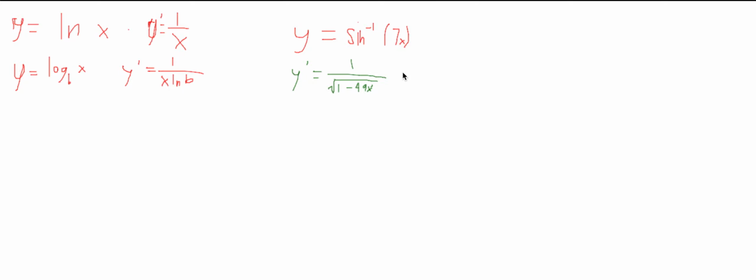And then we want to take the derivative of the inside. So we're going to multiply by 7, since 7x's derivative is 7. So for an easy shortcut, we can go ahead and write 7x. 7 divided by the square root of 1 minus 49x squared. And that's what we do with inverse sine. Let's go ahead and do another problem here.